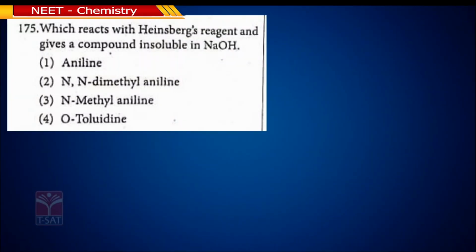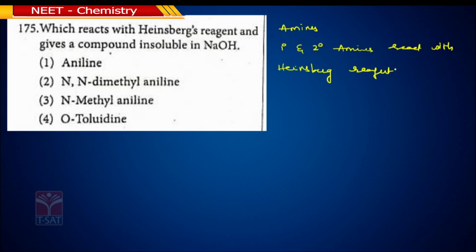Next, question 175, which reacts with Hinsberg reagent and gives a compound insoluble in NaOH. So, this is the chapter organic compounds containing nitrogen, particularly amines. Generally, primary amine and secondary amine react with Hinsberg reagent. Tertiary amine does not react with Hinsberg reagent. Why? Because tertiary amine does not have hydrogen. How will it react?